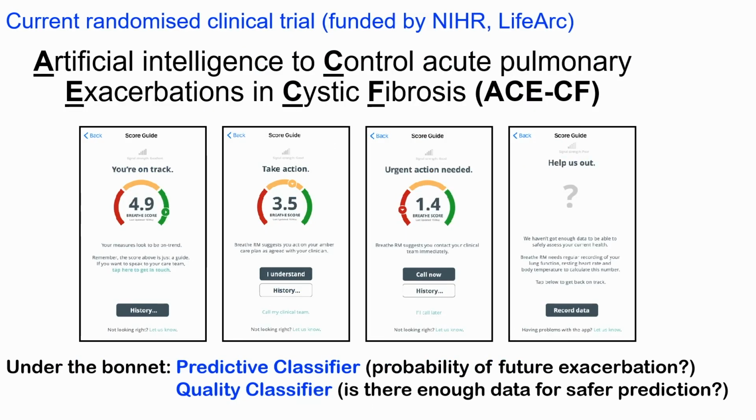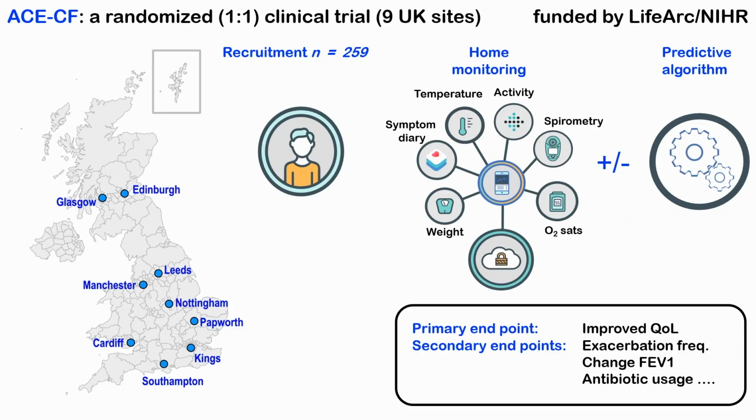So underneath all this is a predictive classifier and also a safety classifier. Our main endpoint is quality of life. So on the traffic lights, is that quality of life? And then we're also looking at a myriad of others.